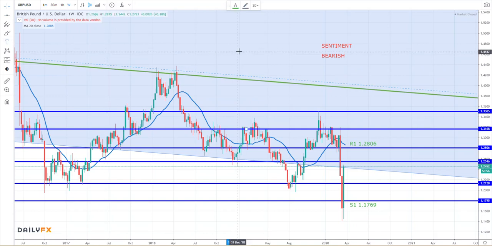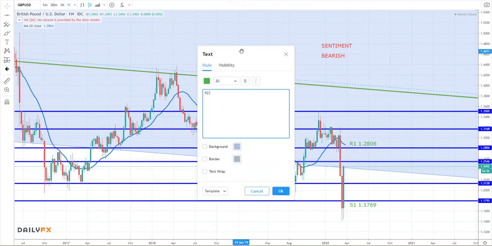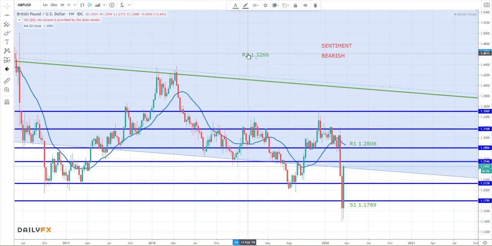That's pretty close. It's only 400 pips above this R1. So once again, even if price were to come up into this range, it would have to break through two levels of resistance, and it still wouldn't be technically bullish. So it's definitely bearish.